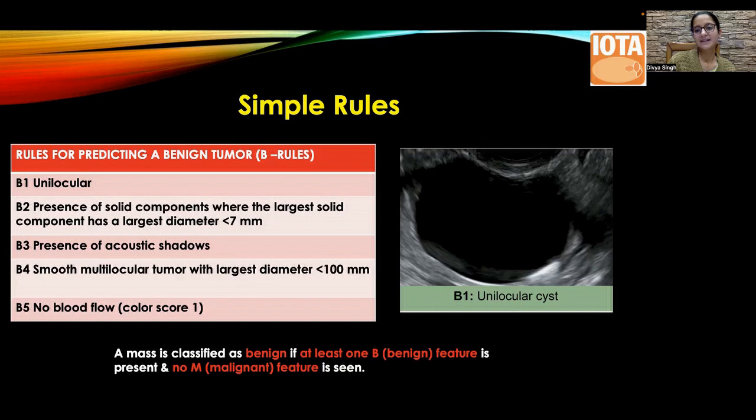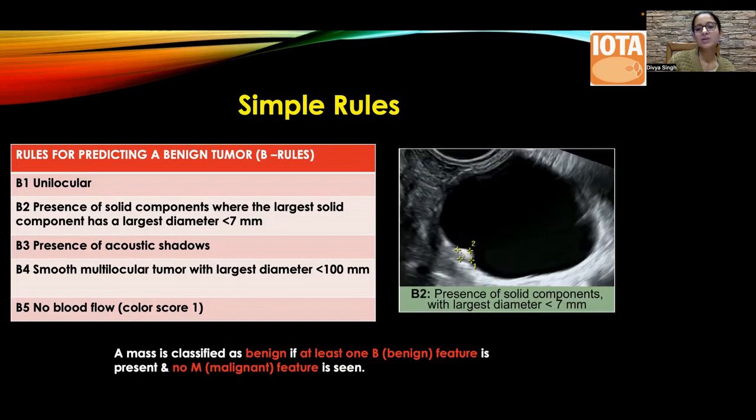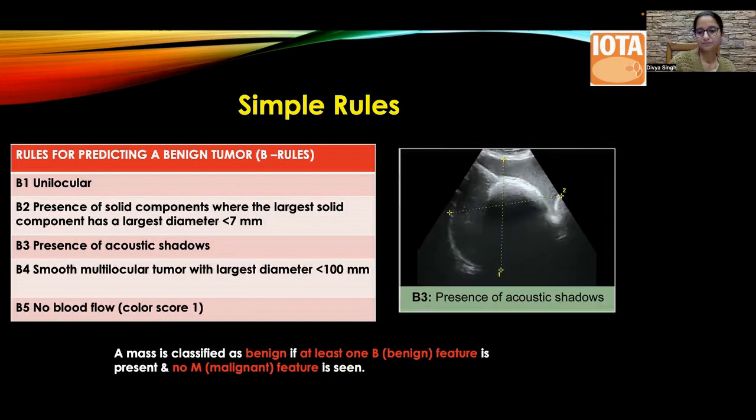As you can see here, this is an example of a unilocular lesion. So B1, unilocular. B2 is presence of a solid component, but you can appreciate here that the solid component has the largest diameter less than 7 millimeters. So this is a unilocular solid lesion, but the solid component has the largest diameter of less than 7 millimeters. So it is B2. B3 is presence of acoustic shadowing.